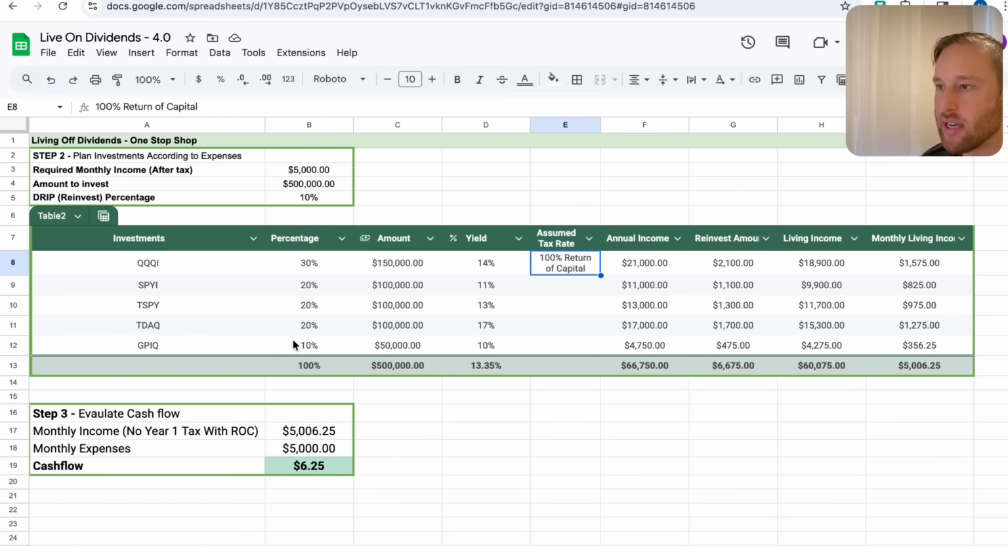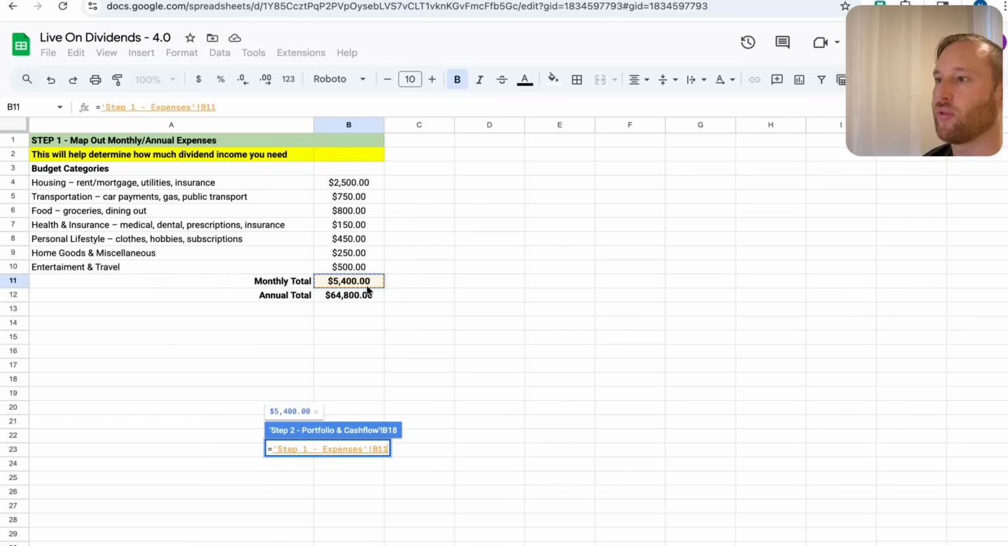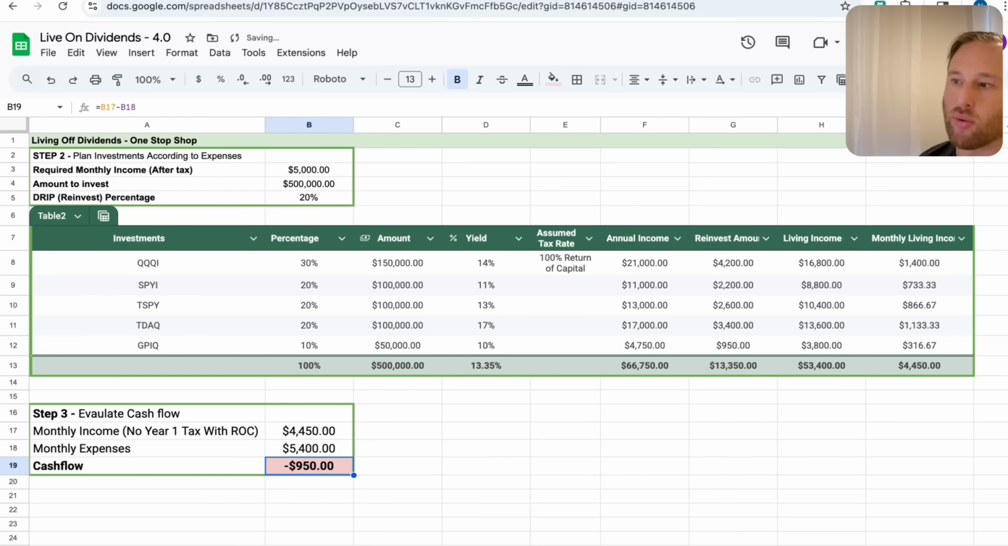And based on this portfolio, we're expecting 66K in annual income. We'll have $6,600 to reinvest. Or, if we want to adjust that, again, this is all adjustable, right? And so look what happens. If we choose 20% drip, our cash flow down here, right? Evaluating the cash flow, right? Our monthly income becomes 4,400, but our monthly expenses is 5,000. Or even you can adjust it to 5,400. So 5,400. So we're negative 1,000 cash flow. This isn't going to work.